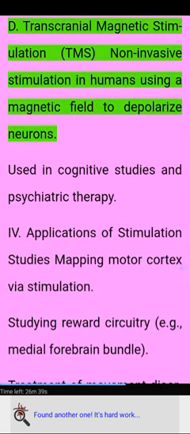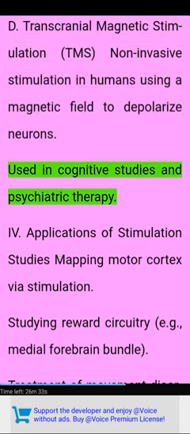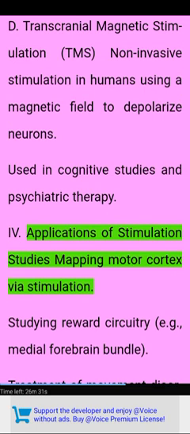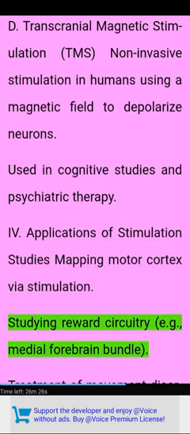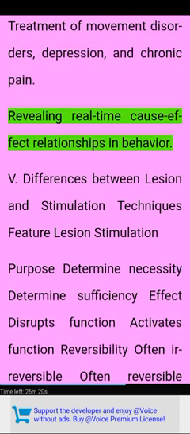D. Transcranial magnetic stimulation, TMS, is non-invasive stimulation in humans using a magnetic field to depolarize neurons. Used in cognitive studies and psychiatric therapy. IV. Applications of stimulation studies: mapping the motor cortex via stimulation; studying reward circuitry, e.g., medial forebrain bundle; treatment of movement disorders, depression, and chronic pain; revealing real-time cause-effect relationships in behavior.